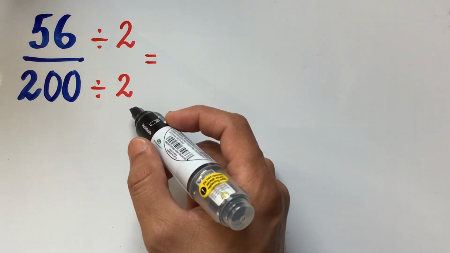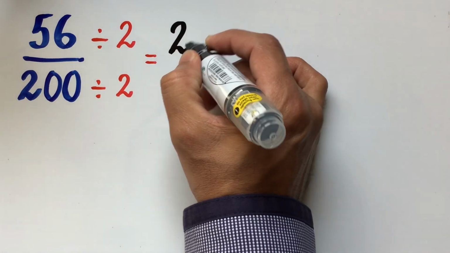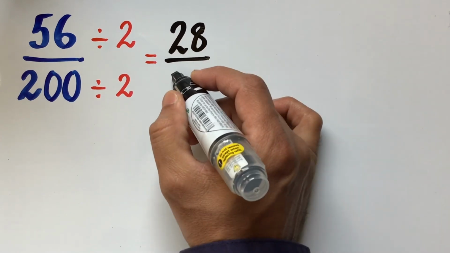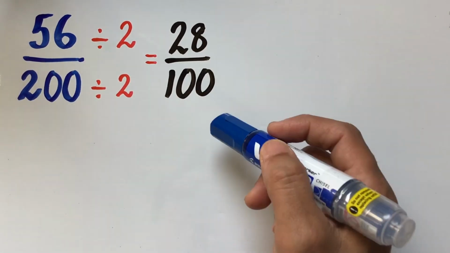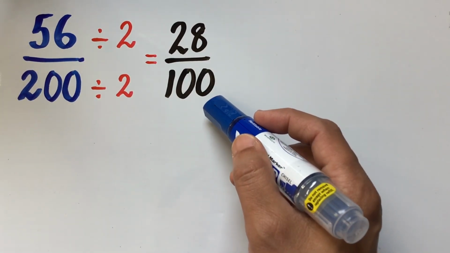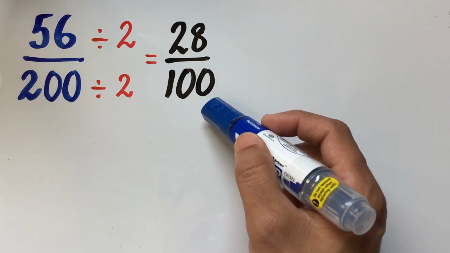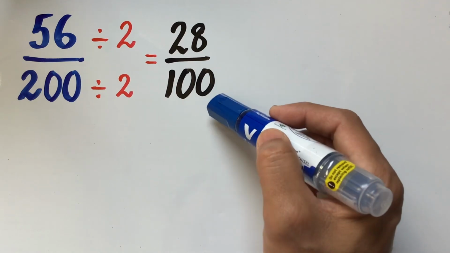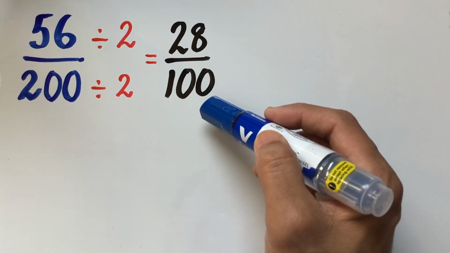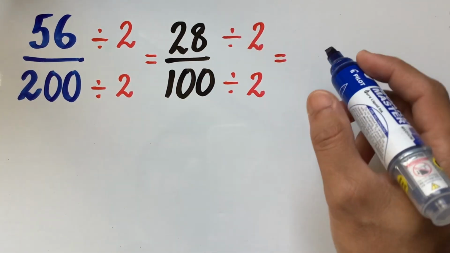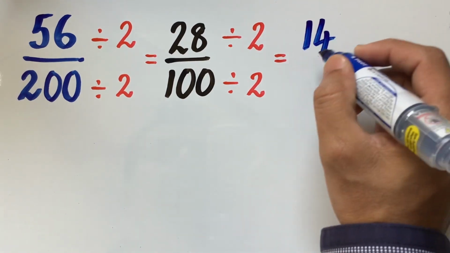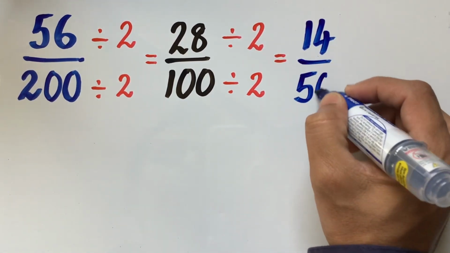Now when we divide this fraction by 2, we get 28 in the numerator and 100 in the denominator. However, this fraction is still not in the lowest term because the numerator and the denominator have common factors other than 1. Also, since both these numbers are even, we could divide this fraction again by 2. When we divide this fraction by 2, we get 14 over 50.